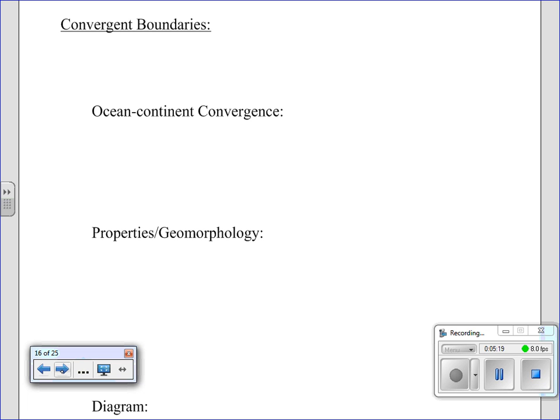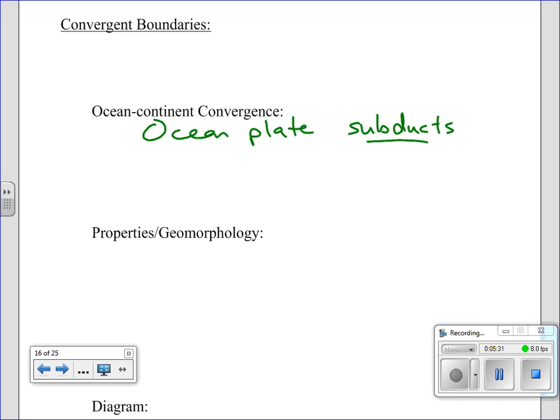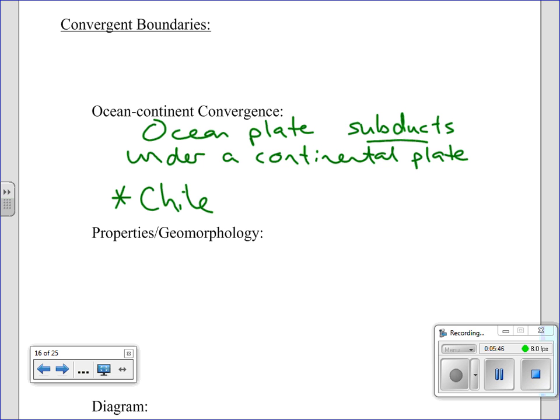The next type of convergent boundary is going to be an ocean-continent convergence, and as you could probably figure out, this is where an ocean plate subducts, there's that word, under a continental plate. Again, the ocean plate is more dense than the continental plate, so it's going to go underneath. This would be an example of Chile that you graphed.